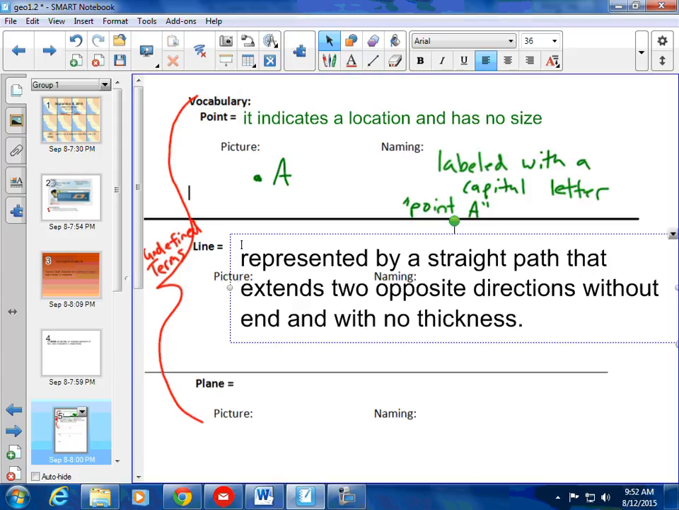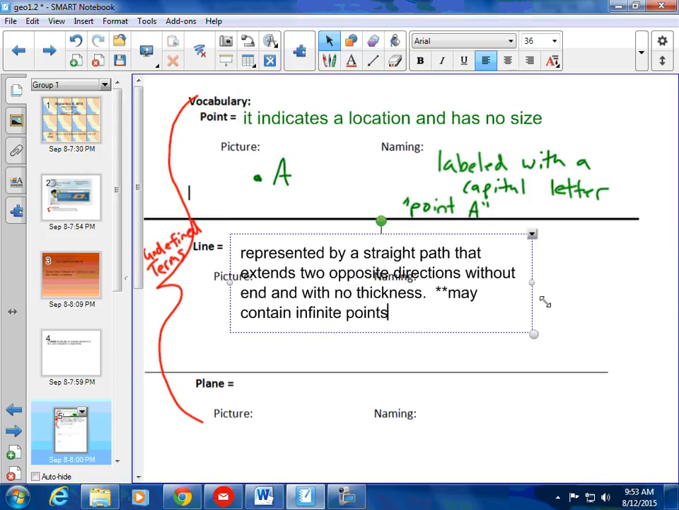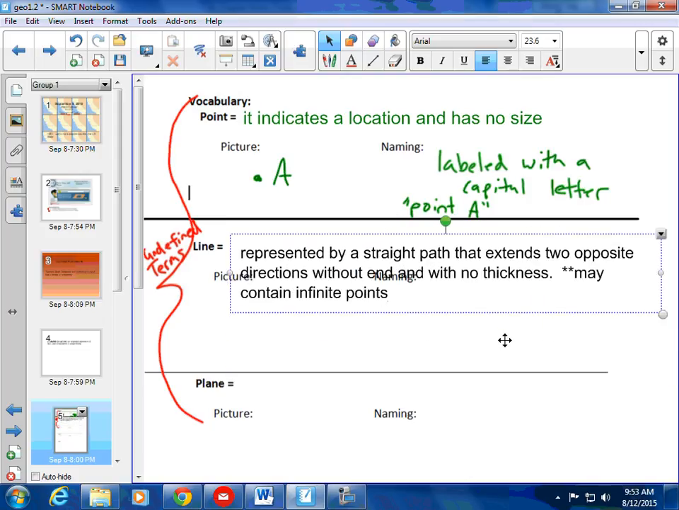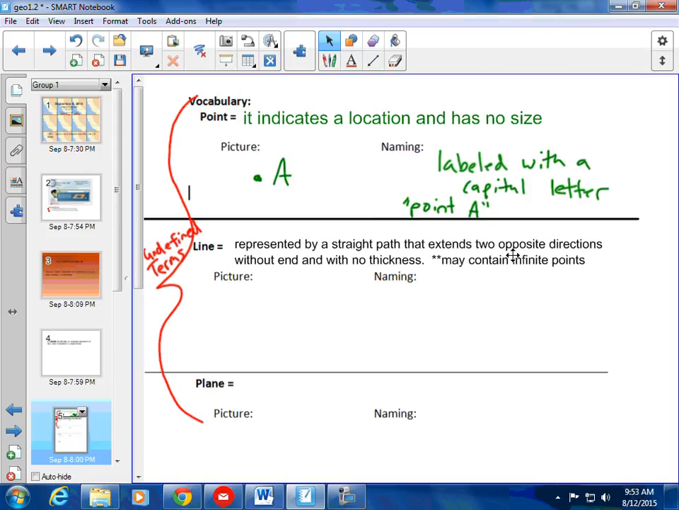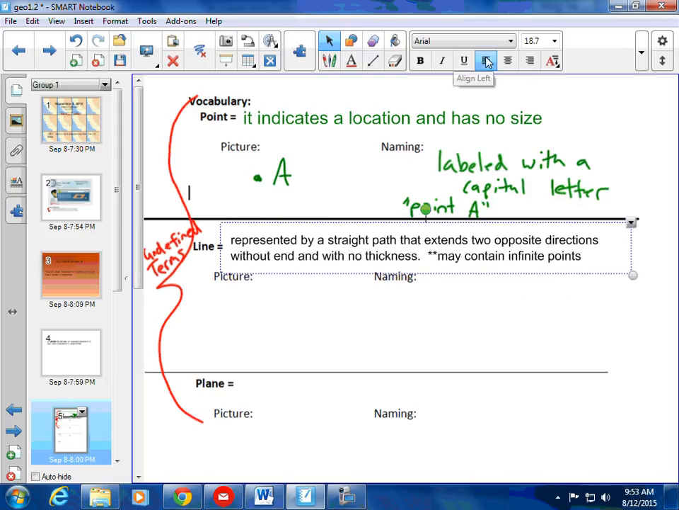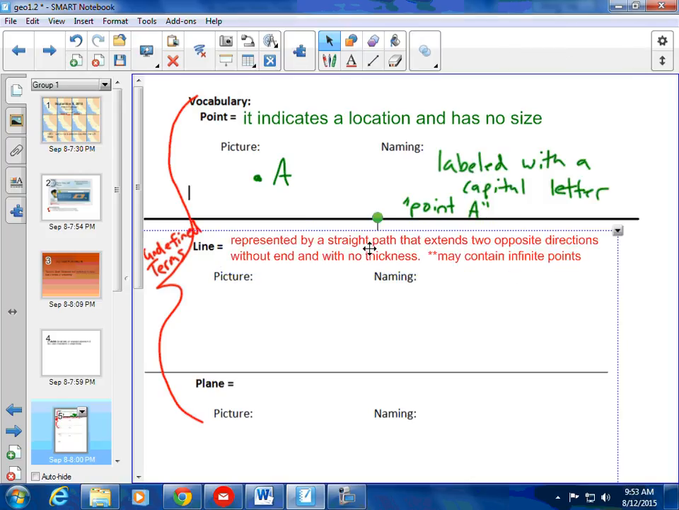All right. And something to note here, a line may contain infinite points. So you learn about lines, graphing lines in particular in algebra, and you know that lines do continue forever. We're not talking about a line segment, we're talking about a line. They continue forever. And these lines can contain infinite points.